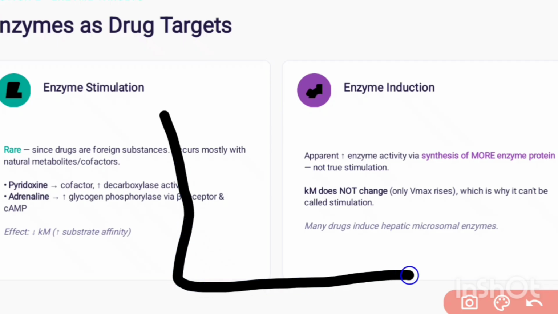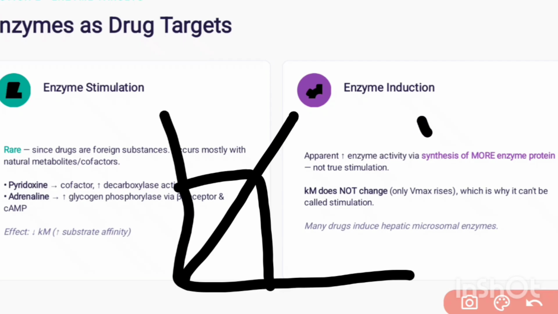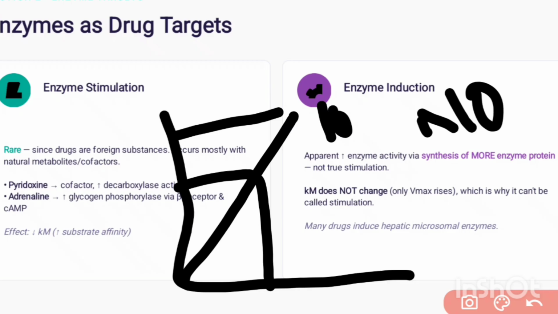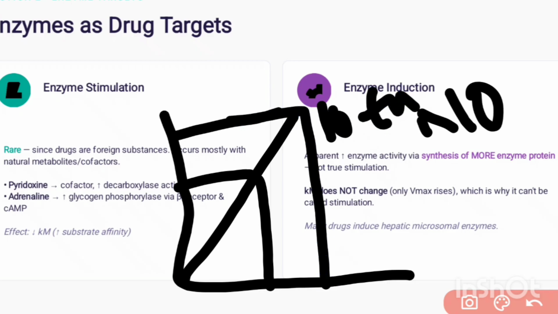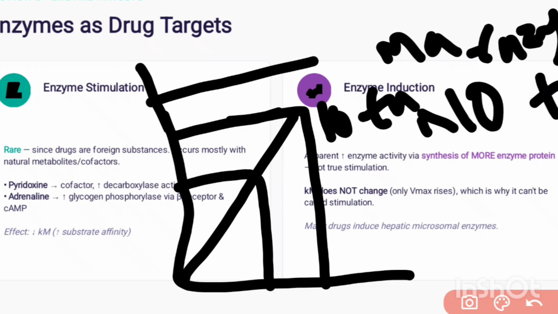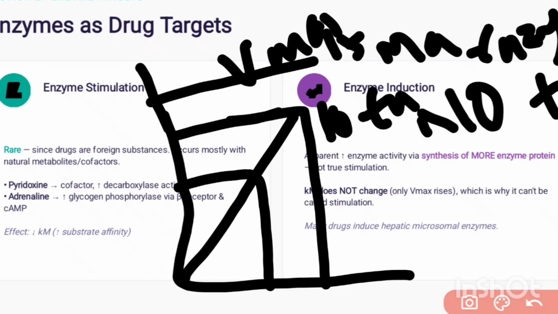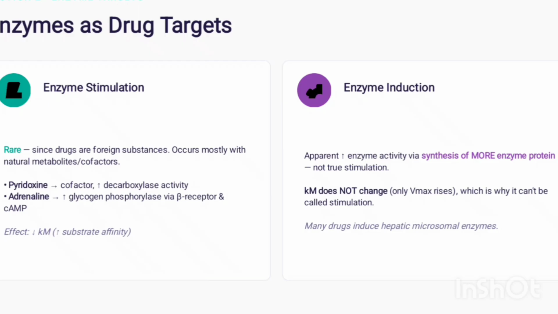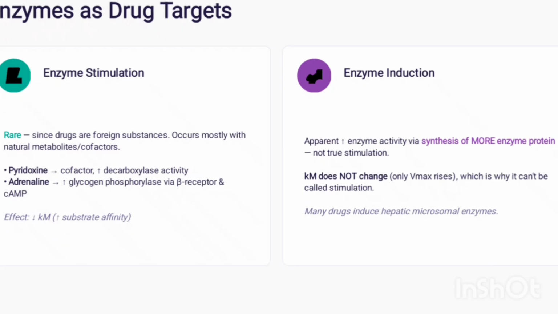Because here we are increasing the number of enzymes. Normally, if 10 enzymes are present in the body, that is the Vmax generally. But if we increase the number of enzymes, instead of 10 to 15, the Vmax is increased. So this is regarding enzyme induction. Remember these points, how the Km and Vmax are affected in enzyme stimulation and induction.